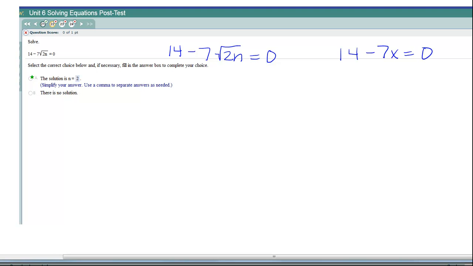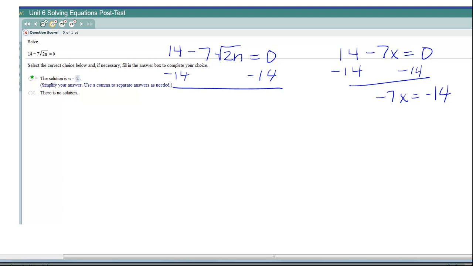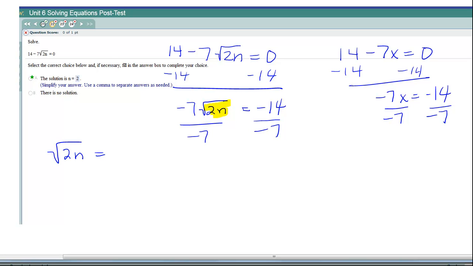Well, you'd want to get this negative 7x by itself. And so you would subtract 14 off both sides, and you'd be left with negative 7x equals negative 14. Same idea. We're going to subtract 14 off both sides. Then we're left with negative 7 square root of 2n equals negative 14. Then we divide both sides by negative 7 because we want to isolate the x. Same thing, we want to isolate the square root. So we divide both sides by negative 7, and we're left with square root of 2n equals 2. Negative 14 divided by negative 7 is 2.